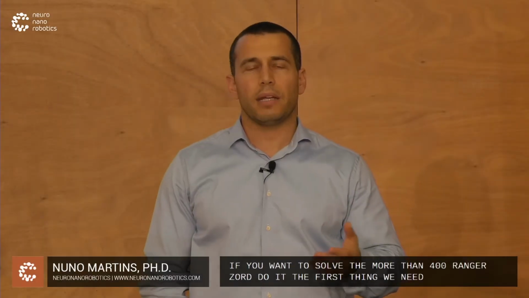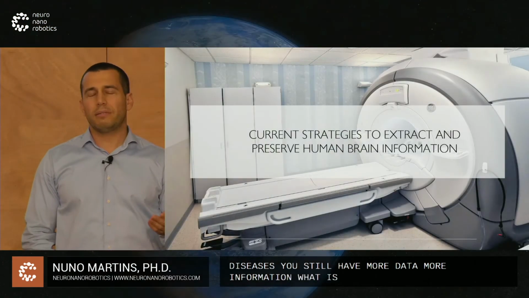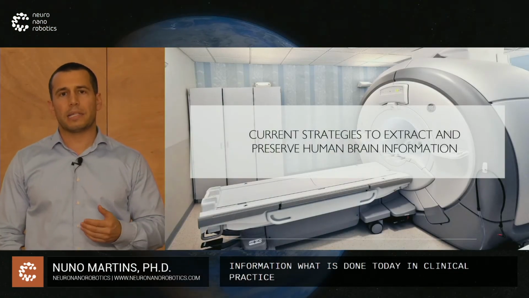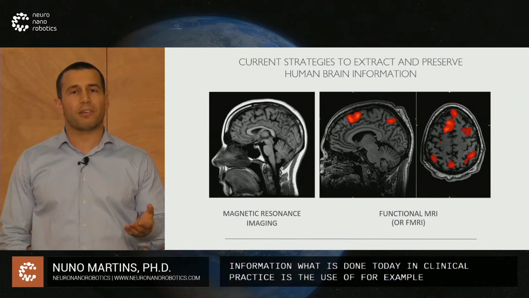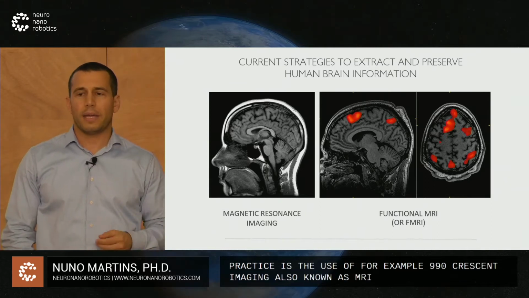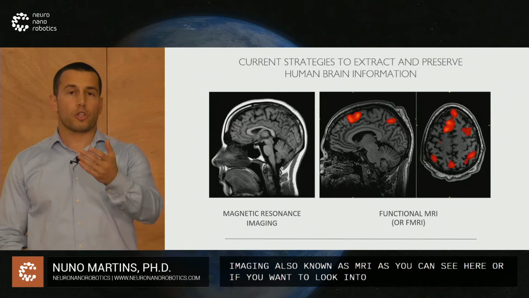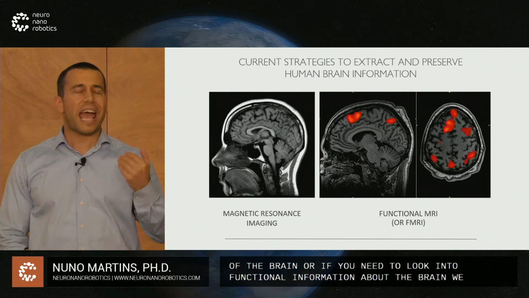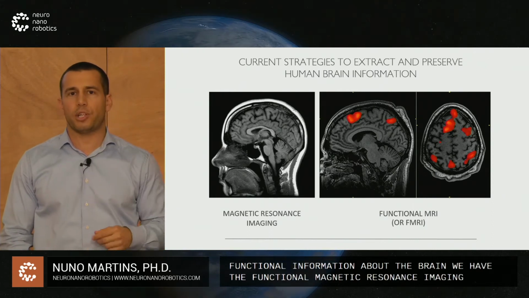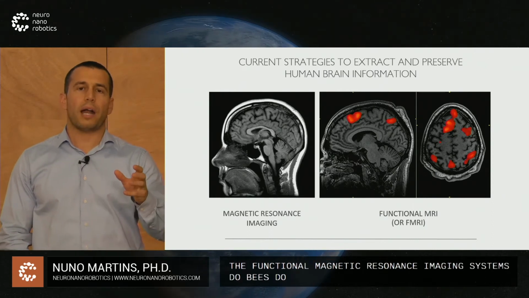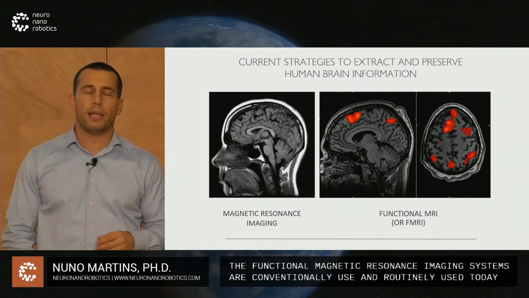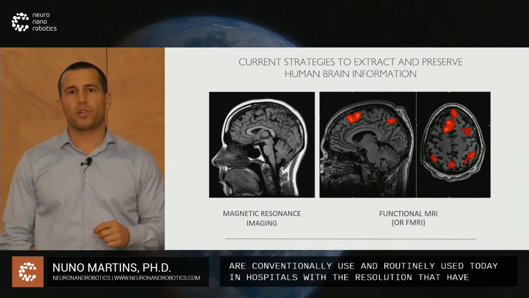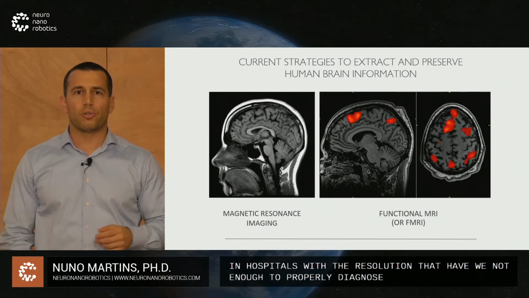So the first thing that's necessary to properly diagnose these diseases is to have more data, more information. What is done today in clinical practice is the use of, for example, magnetic resonance imaging, also known as MRI, as you can see here, if you want to look into the structural information of the brain, or if you want to look into functional information of the brain, we have fMRI, the functional magnetic resonance imaging systems. These two are conventionally and routinely used today in hospitals, but the resolution they have is certainly not enough to properly diagnose these disorders.